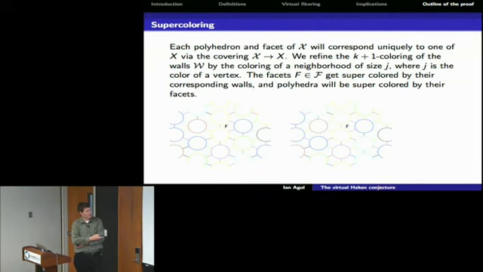That gives us a measure on the colorings of this polyhedron, and a measure on the colorings in this polyhedron. And the probability that the colorings of this polyhedron induce this color on this face will equal the probability that the colorings of this polyhedron induce this coloring on this face. Those are the equations.